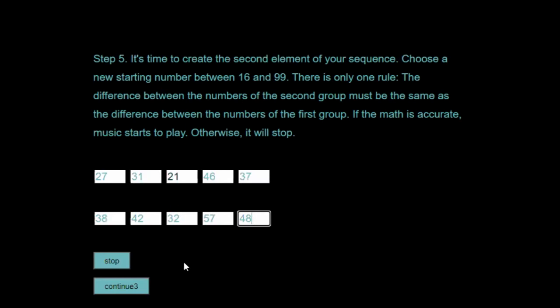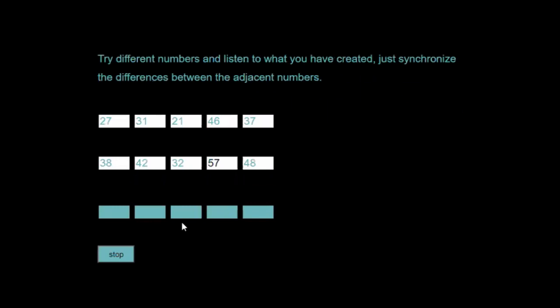I can continue and add another row. It's not necessary to add numbers. I can subtract if I want. So what if I subtract, let's say 14? There will be... It will be 28 and 18, 43, and if I'm not mistaken, music will start.